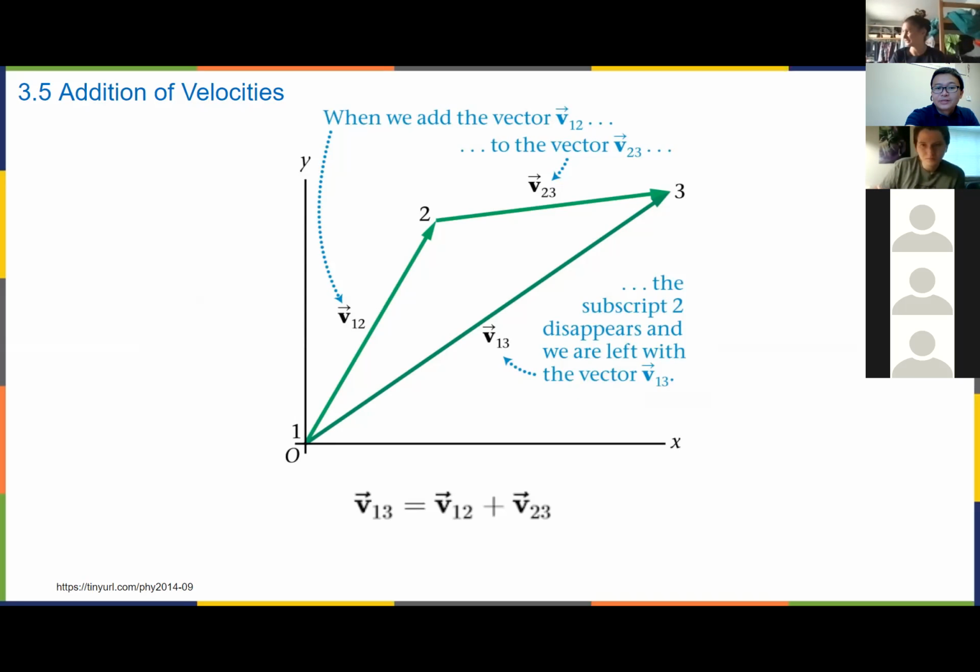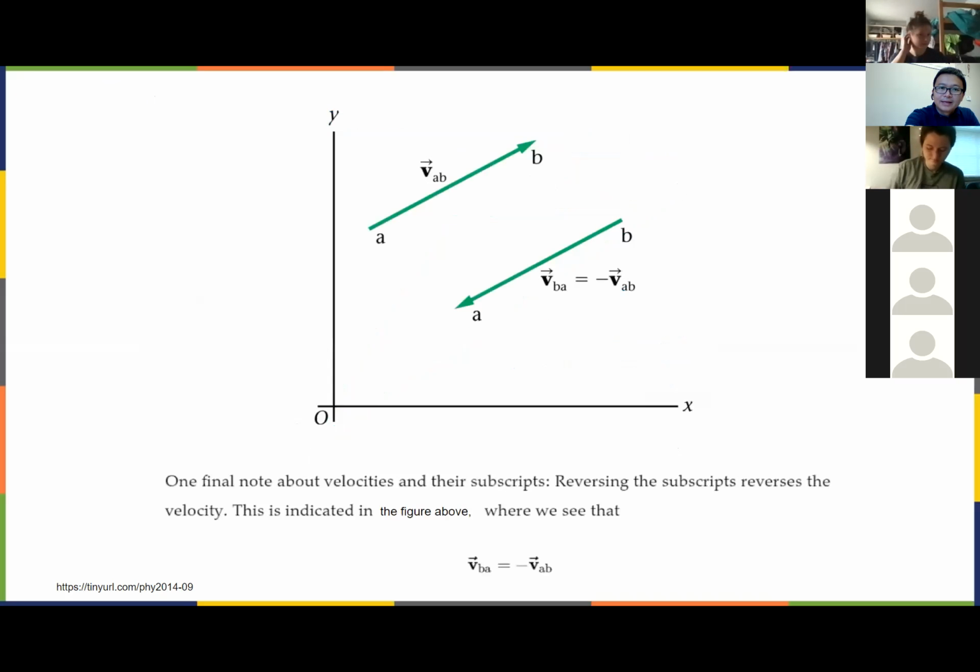Now the figure shows the subscripts in numbers. You can also do the subscripts in letters. Similar rules apply there. If you switch subscripts, then you get a negative vector, or you just reverse the direction of the original vector. In that way, if you are doing vector subtraction, you can also convert it into a vector addition. Or sometimes you just know one vector, but you actually want the negative of that, or the opposite direction. Then you can just put a negative sign in front of it. All right, so I think that's pretty much all.